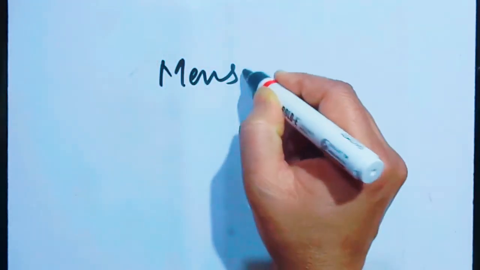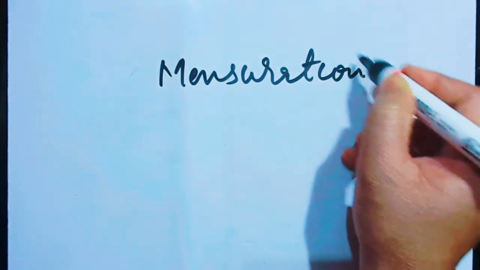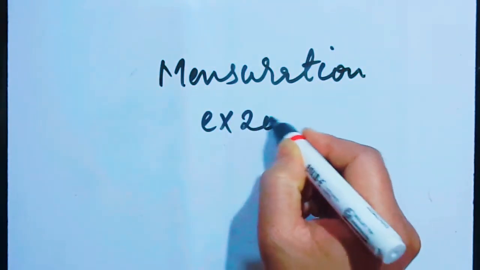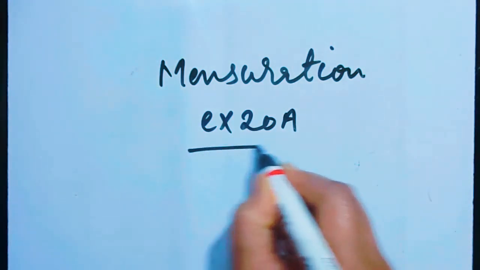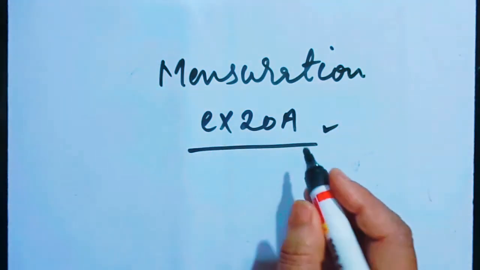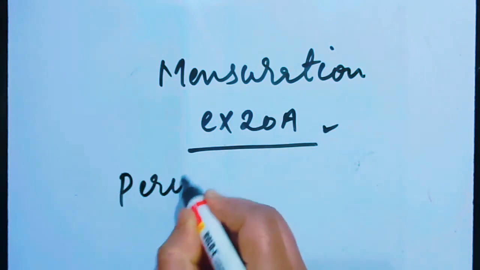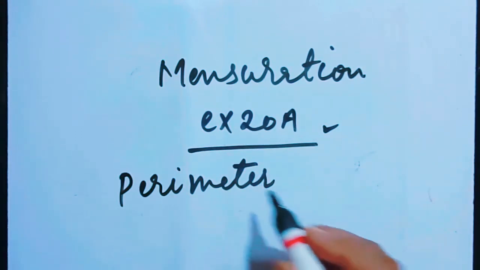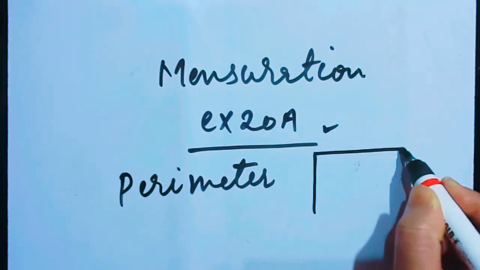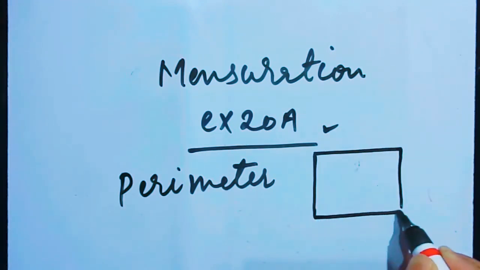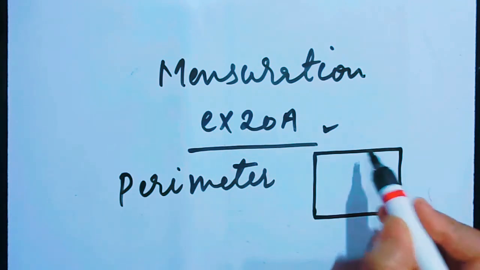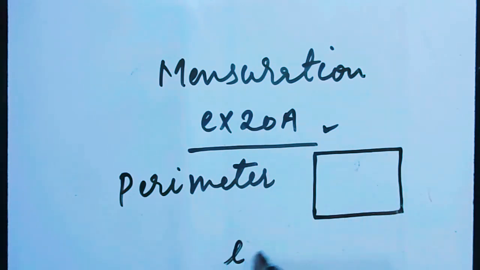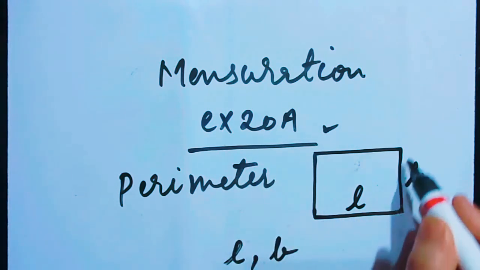Okay, now here in exercise 20a, what are we going to study actually? So we are going to study perimeter. You should know what the word perimeter means. It means the sum of all the sides of a 2D shape. This is a 2D shape as it has only length and breadth. You can see this is my length and this is my breadth. Therefore, the perimeter means the sum of all the sides.